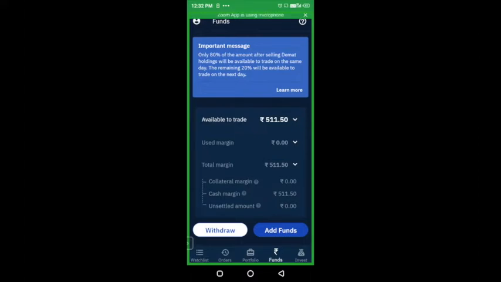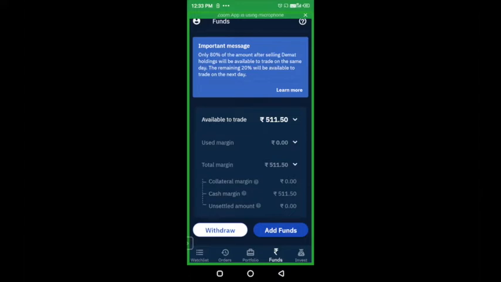Downloading the old version of UPSTOX is better because I feel old UPSTOX is way easier than the new UPSTOX. So the blue UPSTOX is better, guys. They have introduced the new version also, but as of now, the blue one is best. Maybe after some time, I will tell you guys if they make any changes.